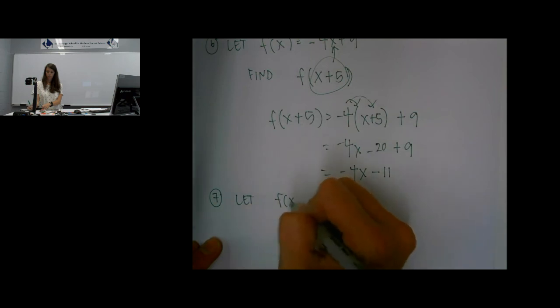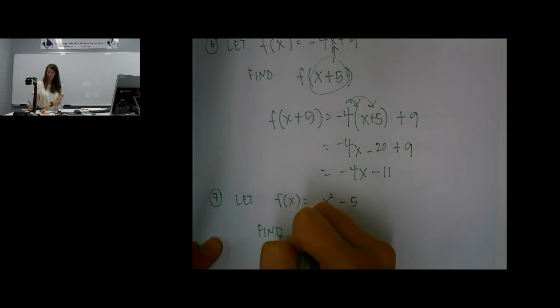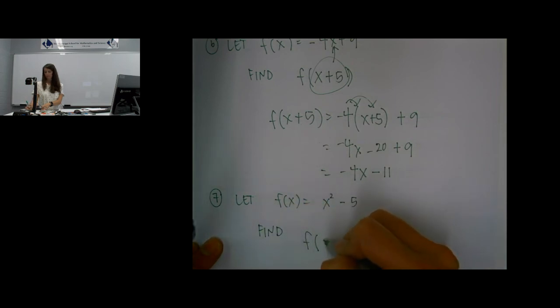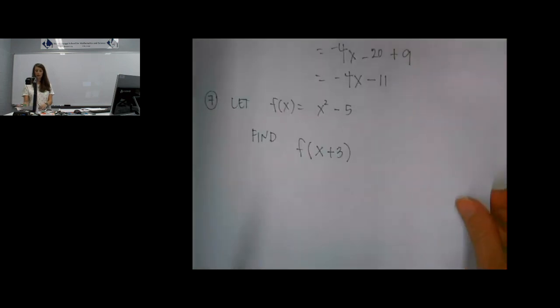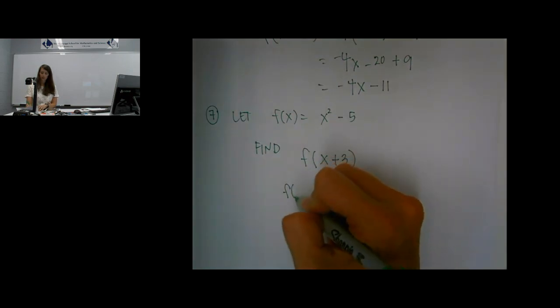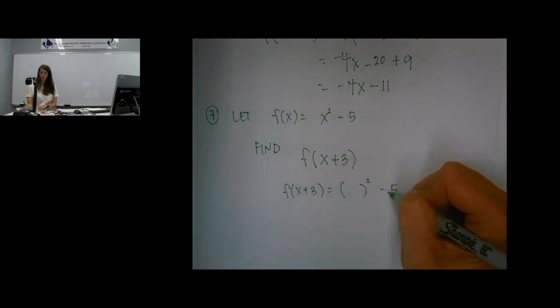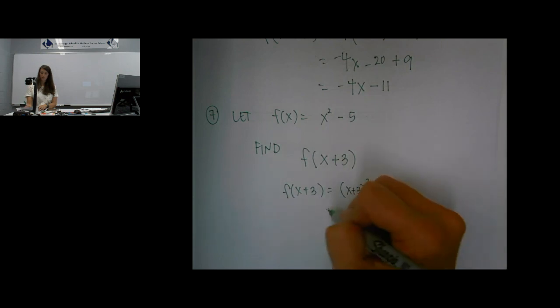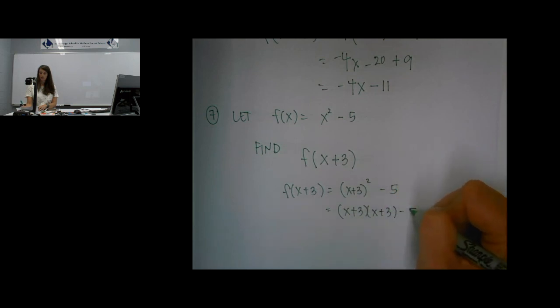All right, let's do one more. Okay, so here I want to let f of x equal x squared minus 5. And I want to find f of x plus 3. Okay, so that means that I'm going to plug in x plus 3 everywhere I see an x. So this means x plus 3 times x plus 3 minus 5.